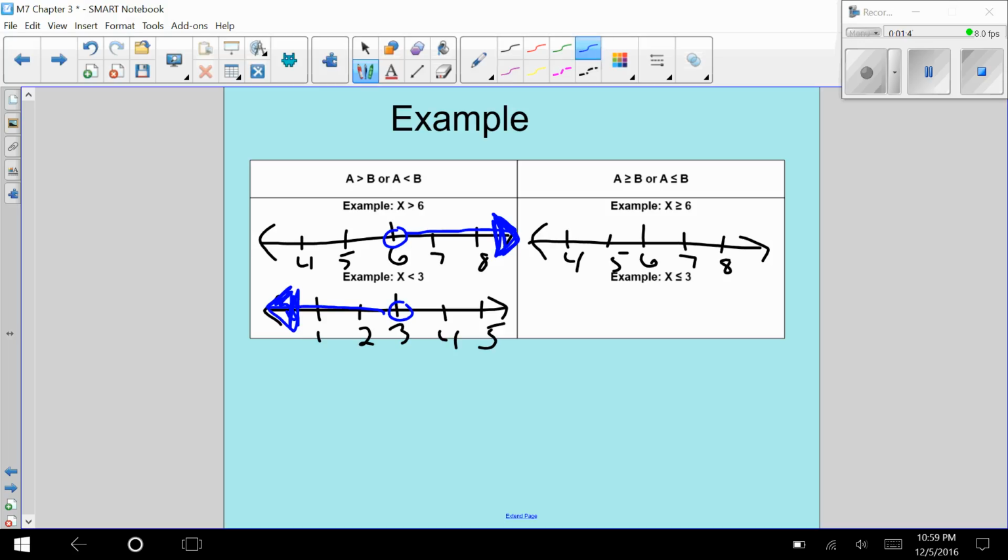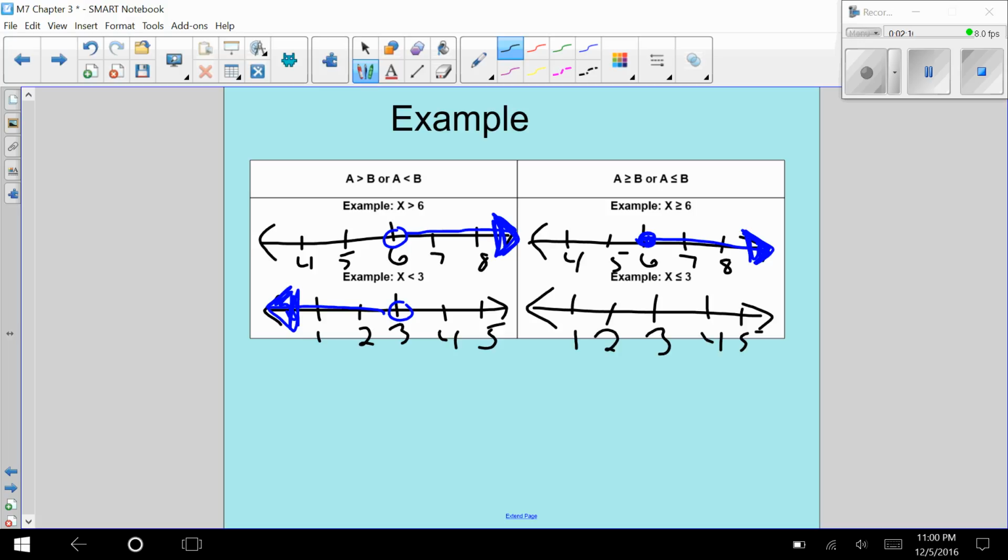Now, does 6 work? Is 6 greater than or equal to 6? Yes, it is. So I will fill in my dots. And then which numbers work? Well, 7 works and 5 does not, so I will shade the right-hand side of my number line. And for the last one, x is less than or equal to 3. So I put 3 in the middle.